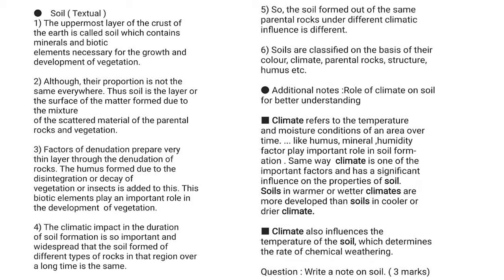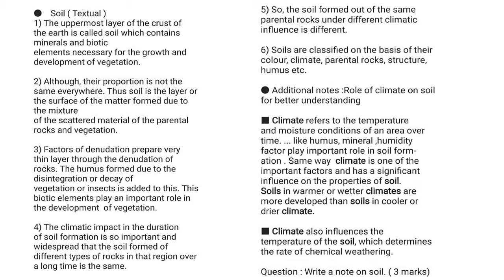Now we will see exactly what denudation is. Denudation is an erosive process of breaking and removing the parental rocks from the surface of the earth. I will repeat. Denudation is an erosive process of breaking and removing the parental rocks from the surface of the earth. And then the mixture of decay of animal and vegetation is added to this. All these biotic elements play an important role to make this soil fertile.